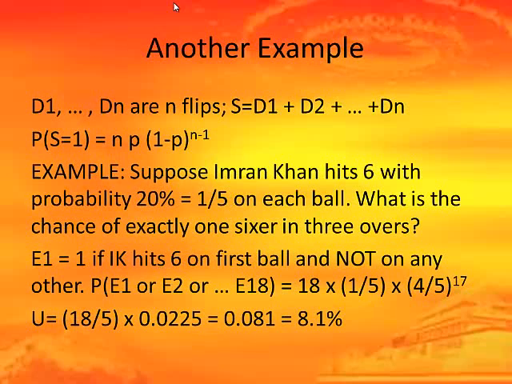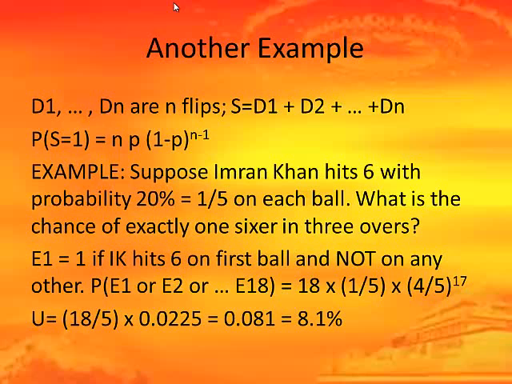Another example like this one. So suppose Imran Khan hits 6s with probability 20%, 1/5. What is the chance of exactly 1 six in 3 overs? So again we just apply the formula. In 3 overs you have 18 balls. Now you want the probability of, so basically 18 is n, so you take 18, you multiply it by the probability p of success, which is 1/5, and then 1 minus p is 4/5, you raise it to the 17th power and you get 8.1%.